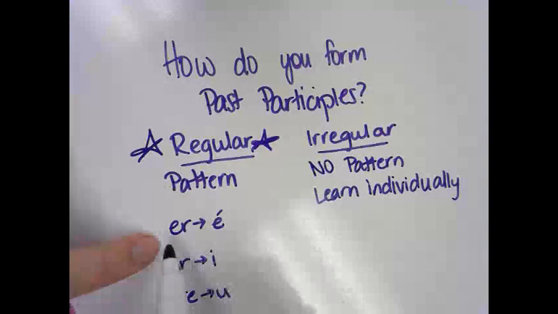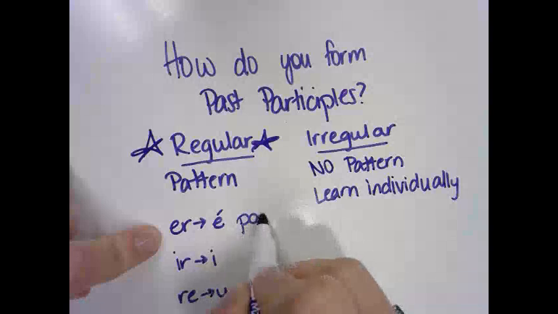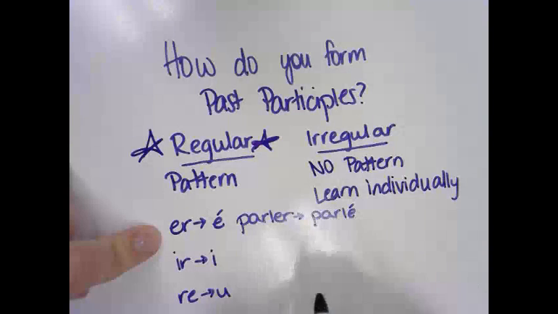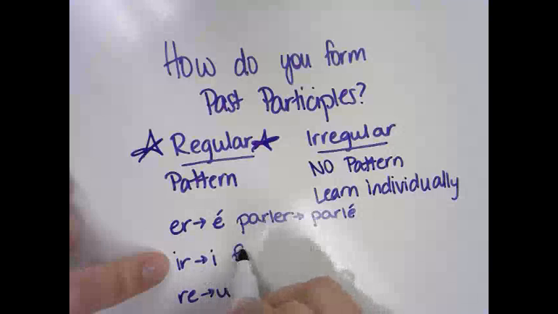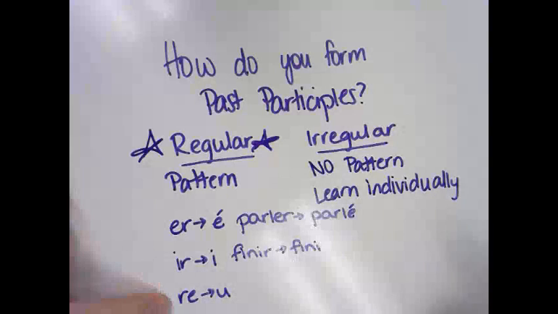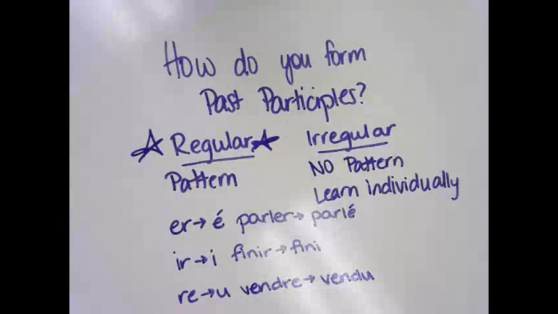So the pattern goes like this. An ER verb is going to end in an E with an accent aigu. For example, parler, we're going to turn into parlé. Okay, an IR verb is going to end in I. So finir is going to end in fini. And then RE is going to end in U. So vendre, remember this, to sell, is going to become vendu. So those are the regular patterns for the past participles.